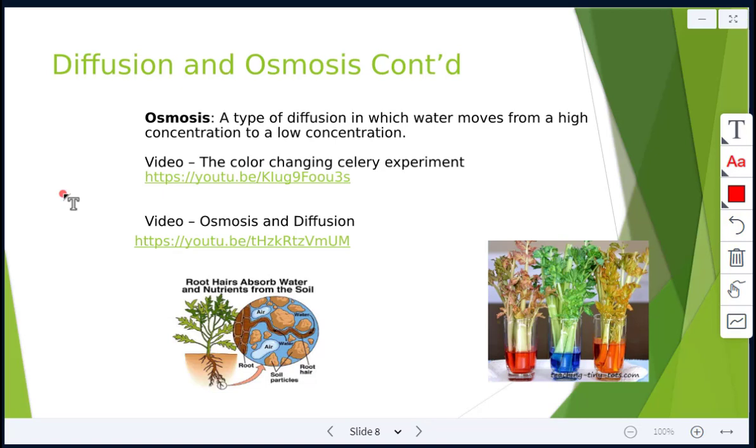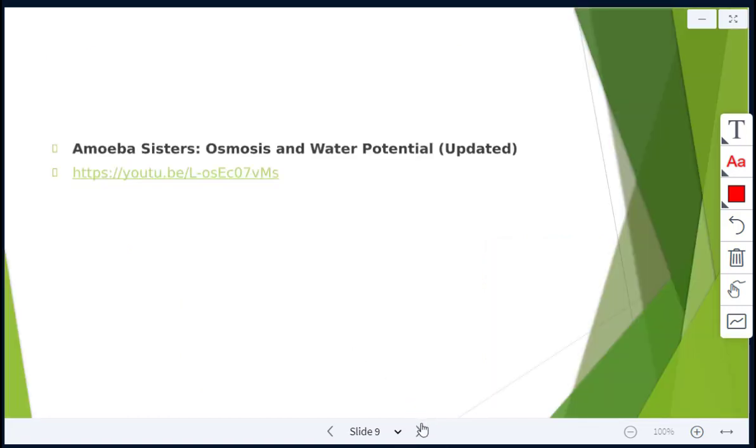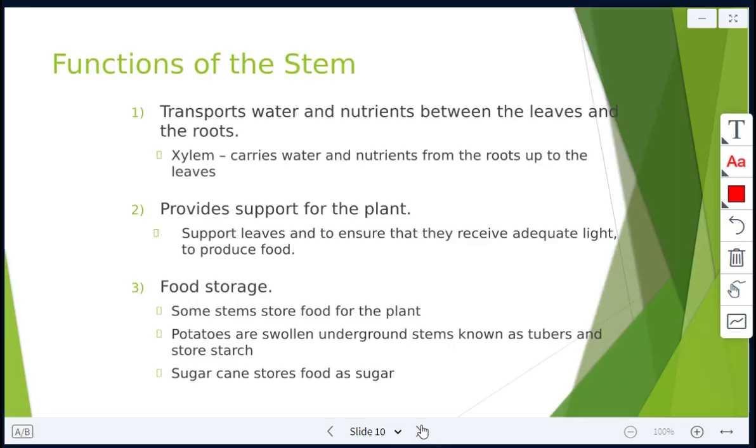So next we're going to talk about osmosis. When we're talking about osmosis, it's a type of diffusion in which water is moving. So specifically, water is moving from a high concentration to a low concentration. So we have a couple of videos here to watch on that, as well as this one here, the Amoeba Sisters. And then we'll talk about stems.